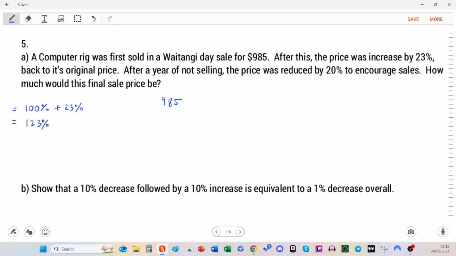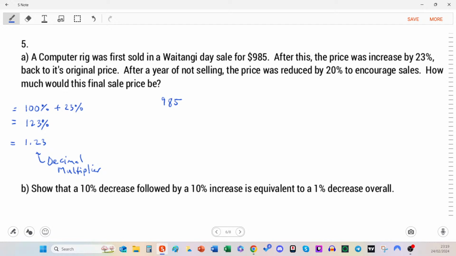And remember earlier we said if you want to find a percentage of a number, you multiply by that percentage. Now you can do that on a calculator. I find it easier to convert it to a decimal first, which is 1.23. This is what we call a decimal multiplier. And in essence, if you multiply any number by 1.23, you will increase it by 23%.